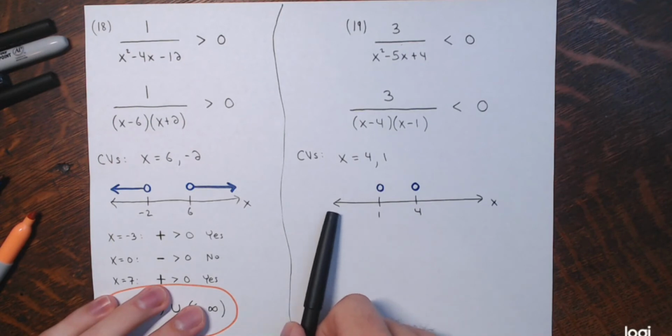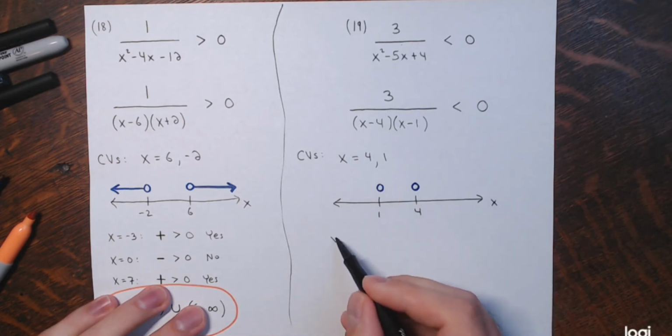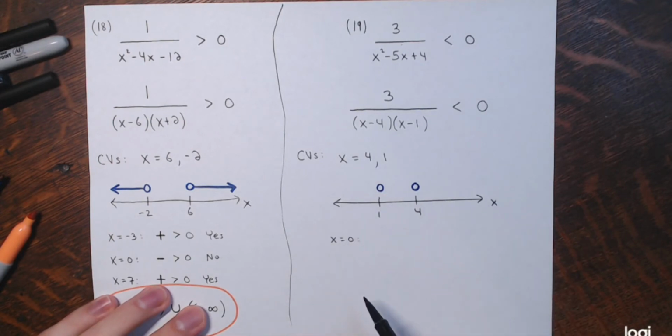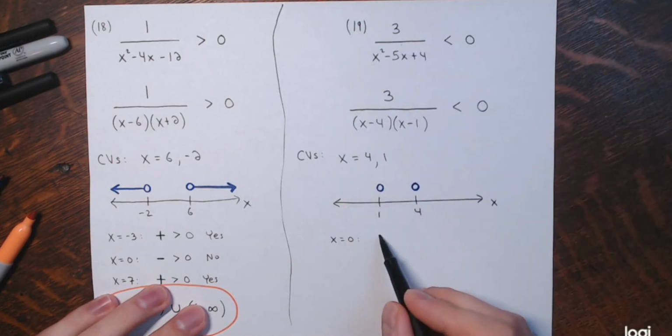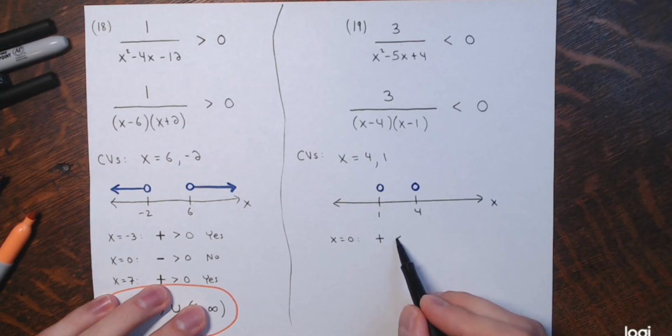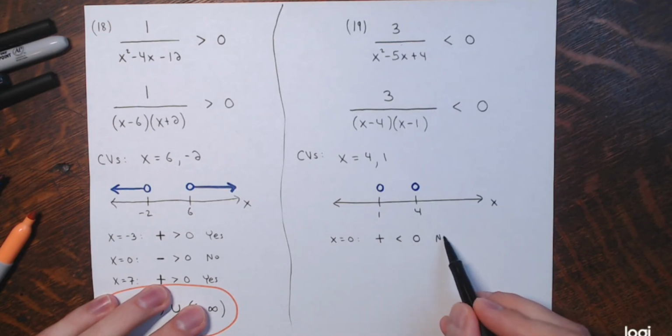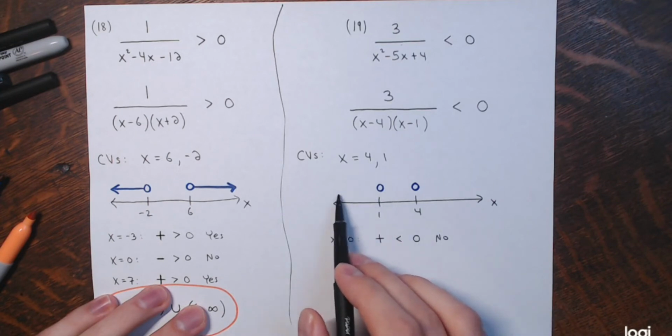Let's test a value now to the left of 1. Easy one is 0 again. Now if x is 0, you'd have a positive number, positive 3/4, on the left. And is a positive number less than 0? No. So this area is blank, no solutions over there.